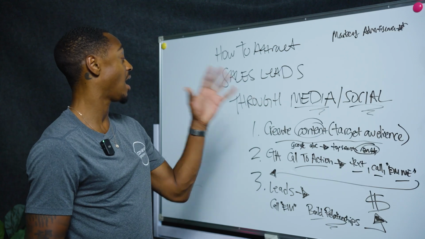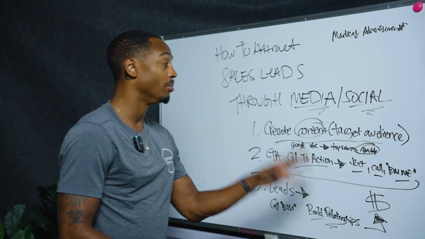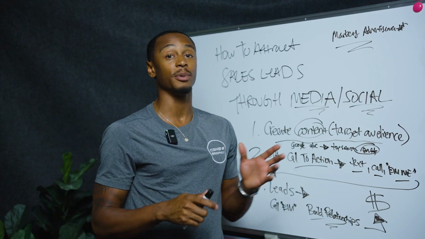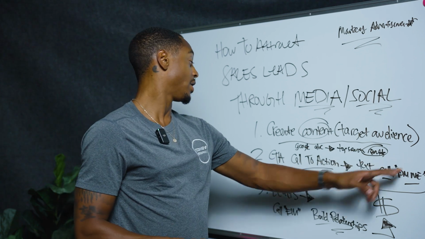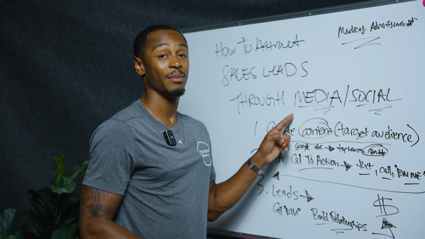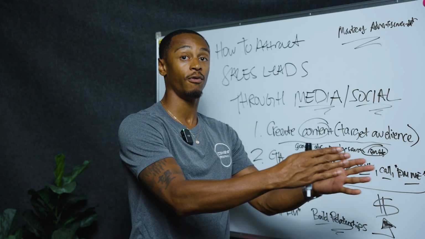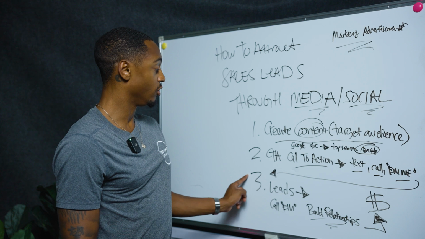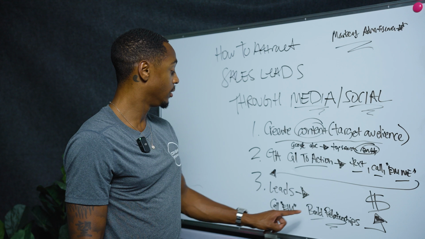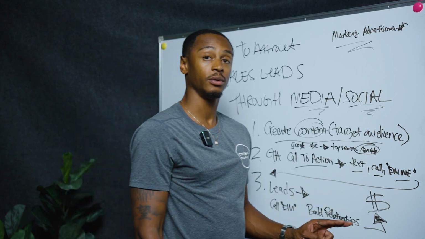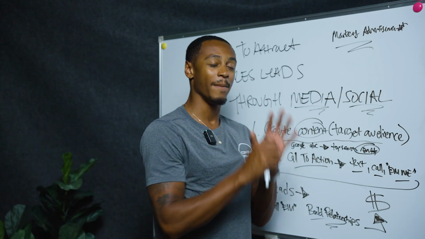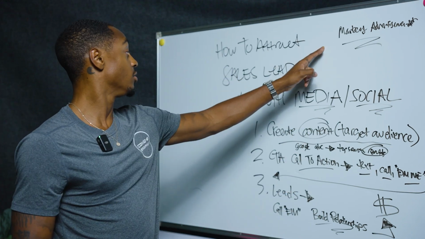So again, guys, this is how to attract sales leads through media and social media marketing and advertising, right? Step one is creating the content specifically for your target audience. Next, we have that call to action, text, call, or DM me within the content to make sure you're giving them a directive to go forward on how to reach out to you. Next, you take those leads that you receive from those calls to action on your content and you turn those leads into sales by building relationships. And guys, that is my three-step amazing process on how to get sales leads through social media.